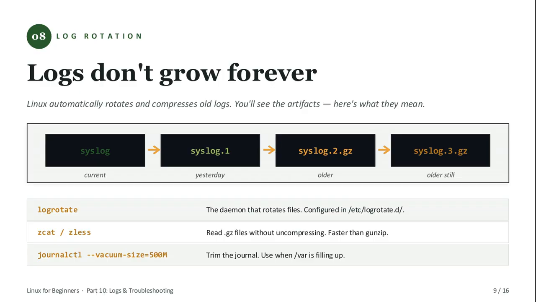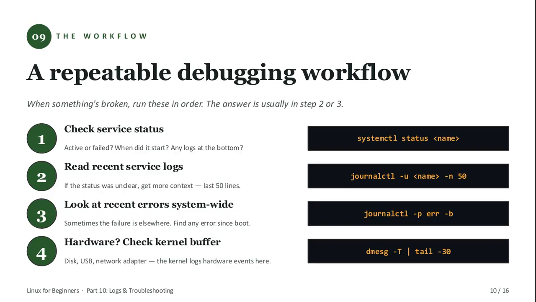on the spot. Now let's pull all of this together into a workflow you can actually run when something breaks. Start with systemctl status. It tells you if the service is alive, when it last started, and tacks on the most recent log lines. If that's not enough, pull 50 lines of journal for that unit. Still stuck? Widen the net with journalctl to see every error since boot. And if you suspect hardware, a flaky disk, a USB device, a network card, dmesg is where the kernel's been quietly taking notes the whole time.